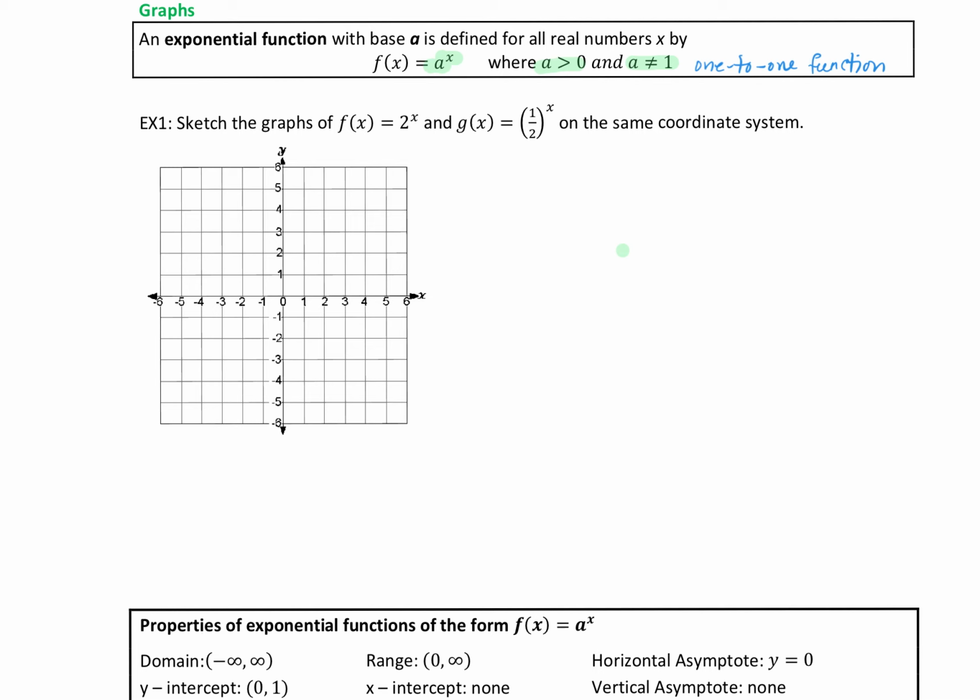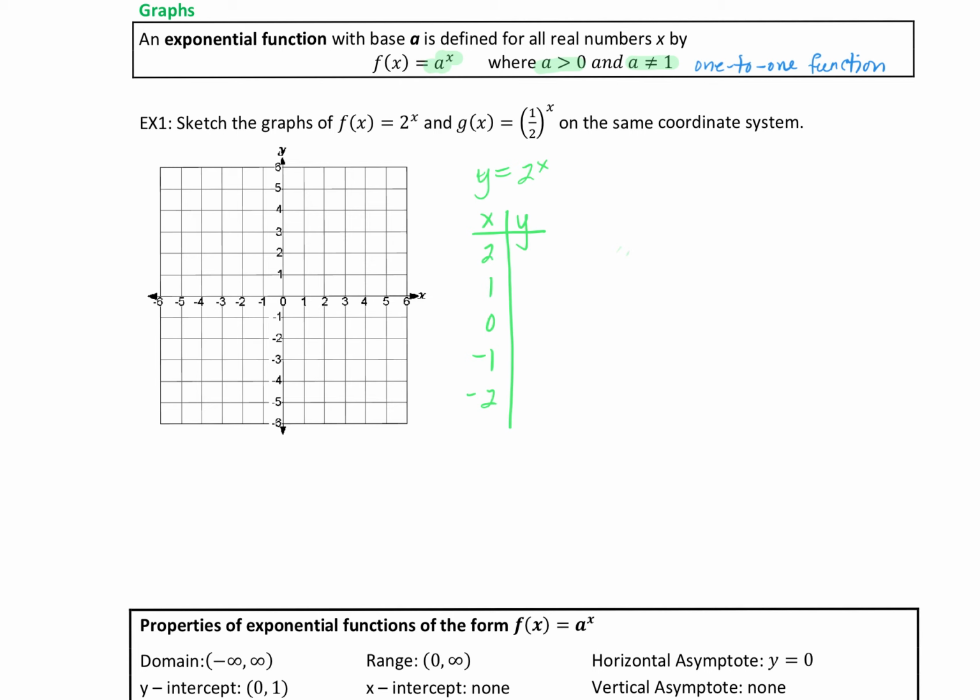And I want to do that so you can look at the difference between the graphs if you decide to flip the base. I am going to use, let's do green for f. And I'm going to go ahead and rewrite that as y equal to 2 to the x. Make myself a table of values. I'm going to start with 2, then go 1, 0, -1, -2. And just plot some points, see what they look like.